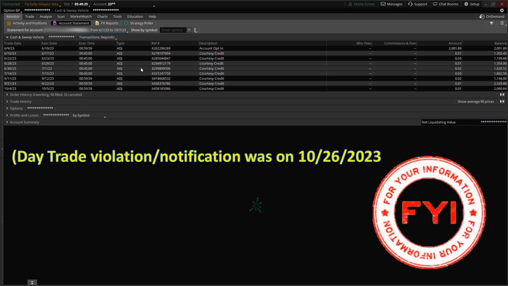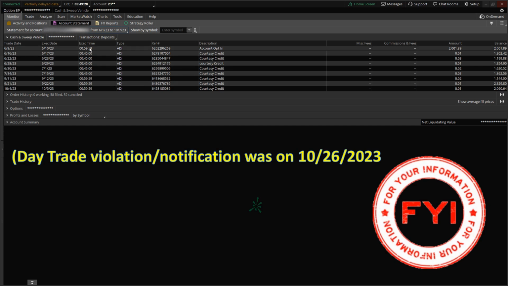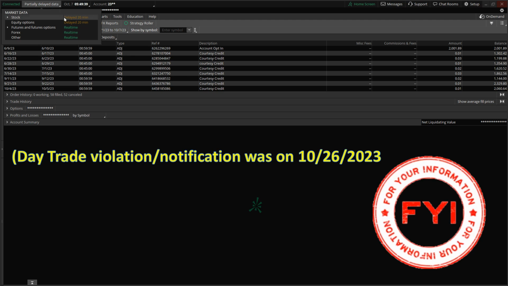Anyway, because this account is less than $25,000, as a consequence, it does not receive real-time data. As noted up here in the top left corner, it says partially delayed data. If I click on that, it says all stock and equity options data is delayed 20 minutes. However, futures and futures options data is received real time. Now, this account does not qualify for futures trading, so the only reason I use the futures options is to track the S&P 500 futures. That's the only thing I'll use the chart for.